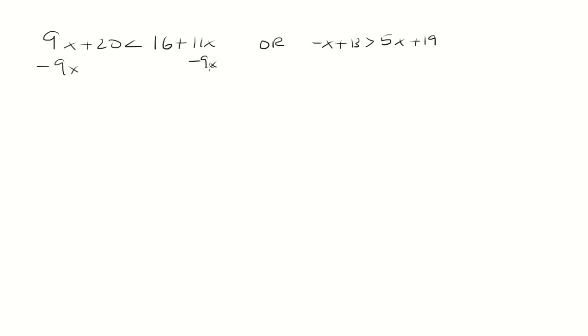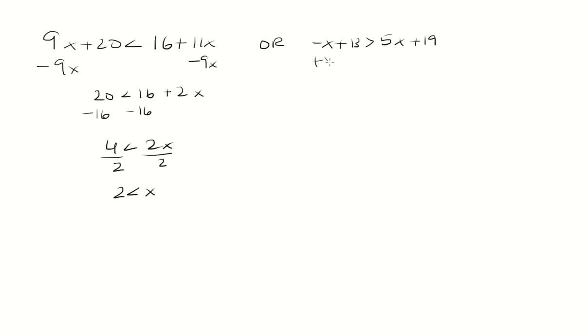The next example is 9x plus 20 is less than 16 plus 11x, or negative x plus 13 is greater than 5x plus 19. Again, here we want to solve for x, so I'm going to subtract both sides by 9x. Get 20 is less than 16 plus 2x. Now I'm going to subtract both sides by 16 and get 4 is less than 2x. And then to get x by itself, we have to divide by 2 to get x is greater than 2.